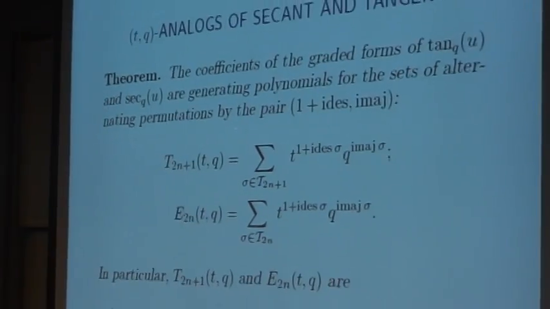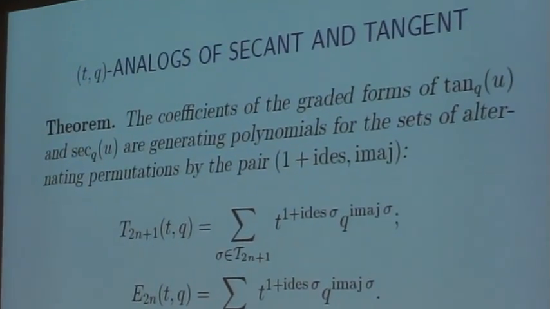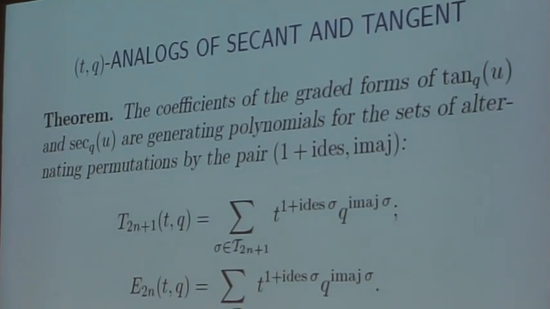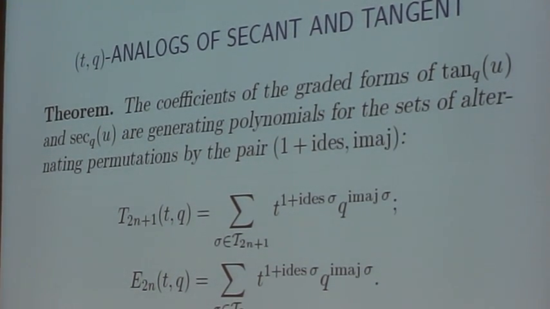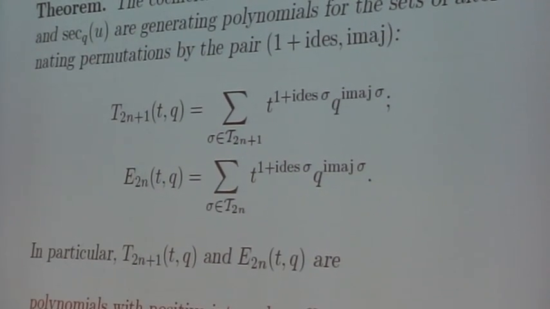Okay, so now I reach the thing I want to state, that the coefficients of tangent of Q, well, those two polynomials are genuine polynomials in 1 plus I dash and I dash. So accordingly, those polynomials have positive integral coefficients.